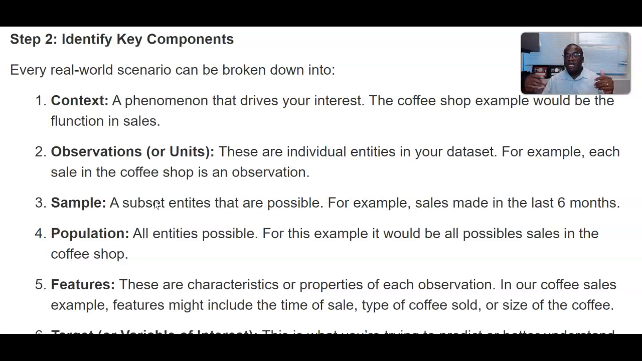The population is going to be all possible entities or elements. In this situation, it could be all possible sales. And the features that we may be interested in are characteristics or properties. The features we're interested in regarding the coffee shop example could be the time of day, the season, the individual's age if we get that information, how they made the purchase, and so on and so forth. It could also be the size of coffee and things of that regard. And how much money was made, which we'll talk about in a moment.